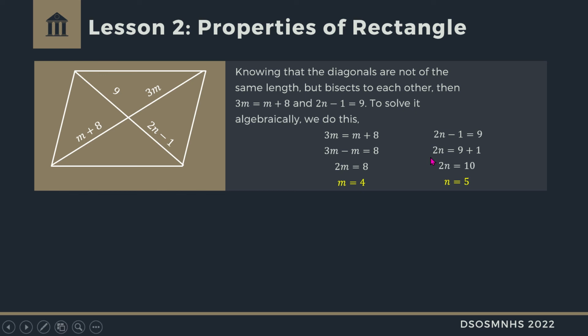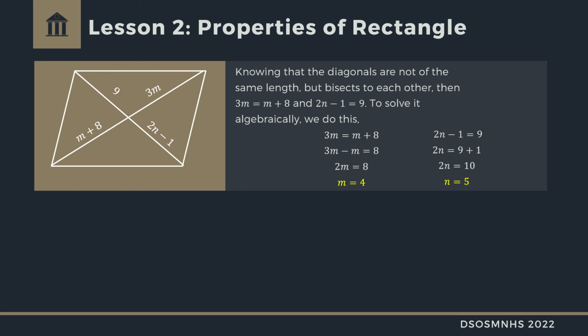So if 2n minus 1 is equal to 9, 2n is equal to 9 plus 1. Because the minus 1 on the left side moves to the right side as plus 1. So 9 plus 1 is 10 equal to 2n. To solve for n, divide by 2. 2n divided by 2, or 10 divided by 2. Therefore, n is 5.